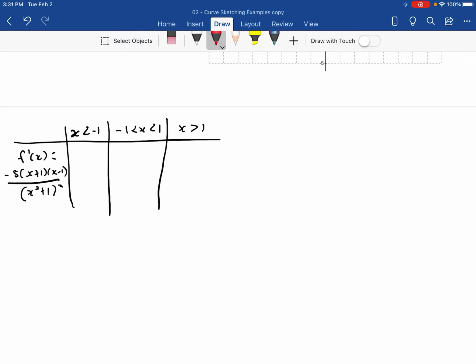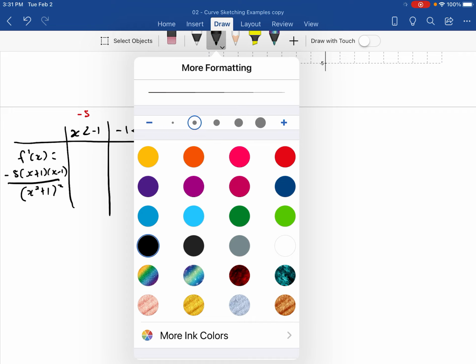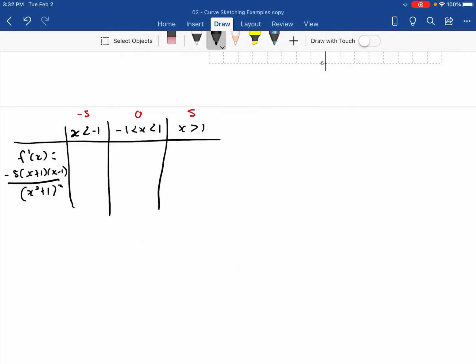So for a test value, I'm going to check for x less than negative 1, I'm going to use negative 5. Between negative 1 and 1, I'm going to use 0. And for x greater than 1, I'm going to use 5. There's lots of choices there. Those are the ones I happen to choose. So slowly through this. If x is negative 5, that leading factor of negative 5 is still negative. That negative 5 plus 1 will be negative. Negative 5 minus 1 will be negative. And that bottom is squared, so it doesn't matter what I put into there. It's going to come out to be positive. And when I go negative times negative times negative divided by a positive, that whole section is going to come out to be negative. That means it's decreasing in this part of the graph.